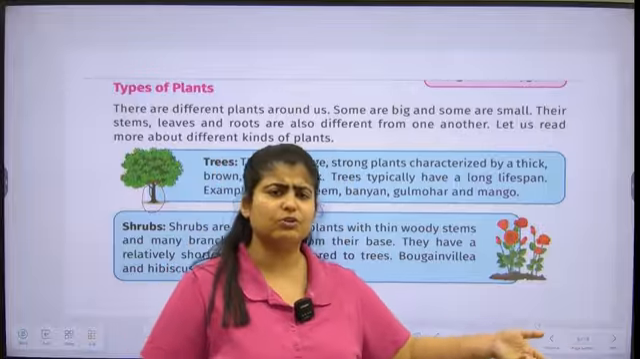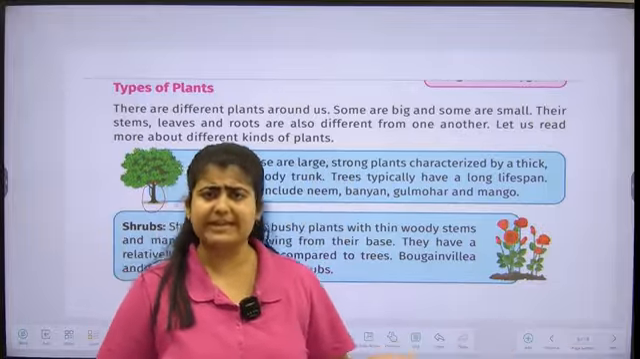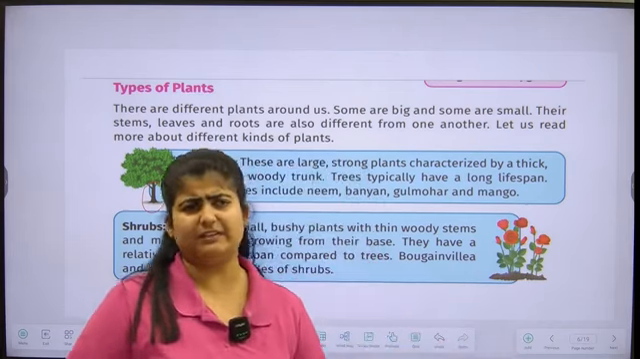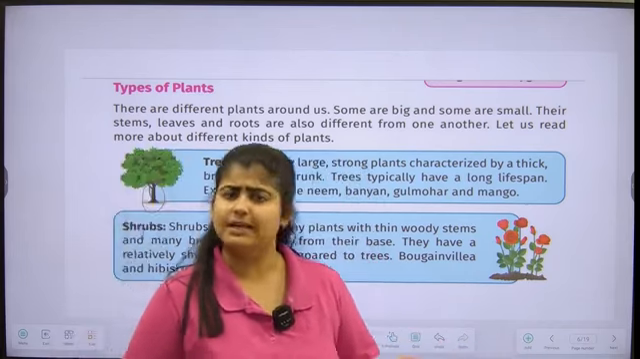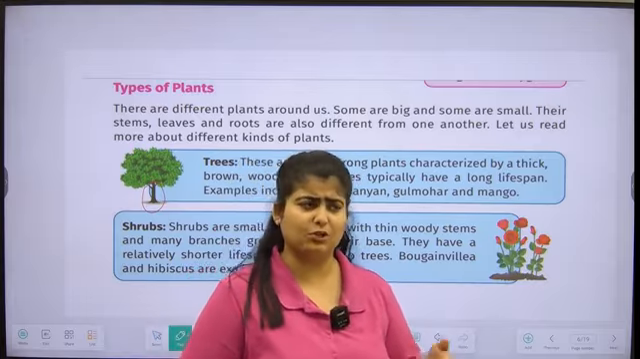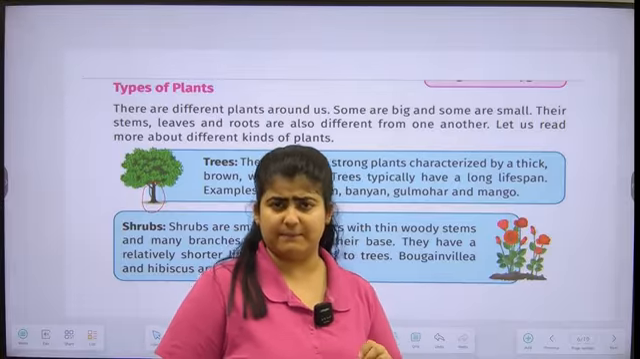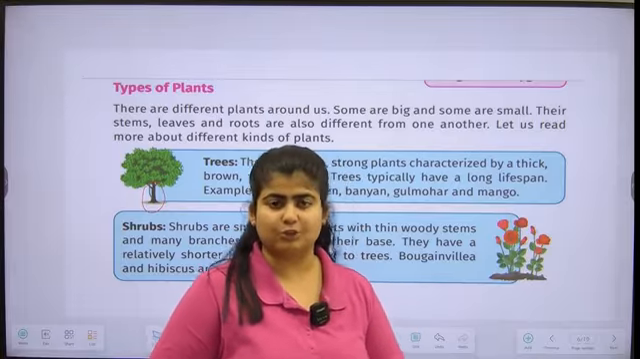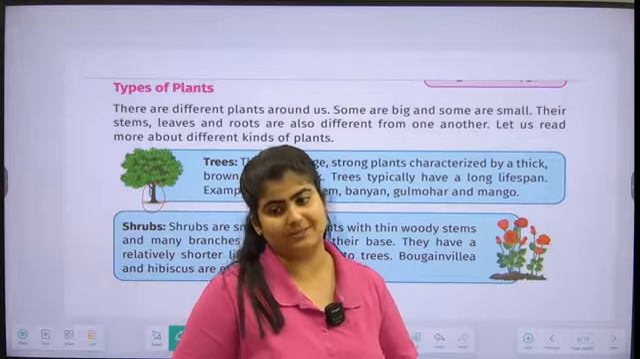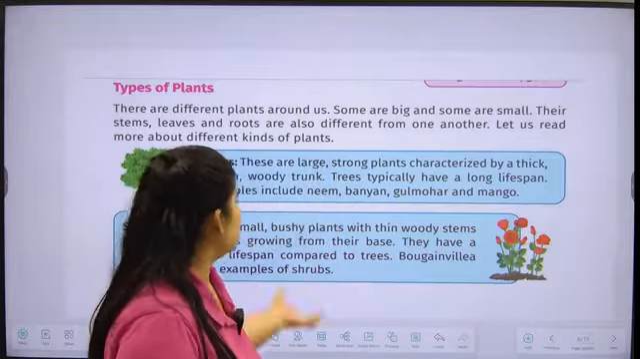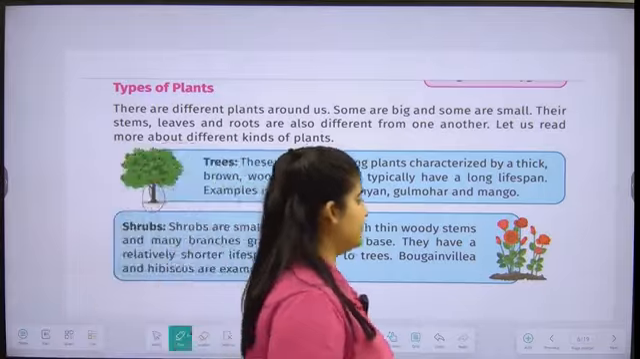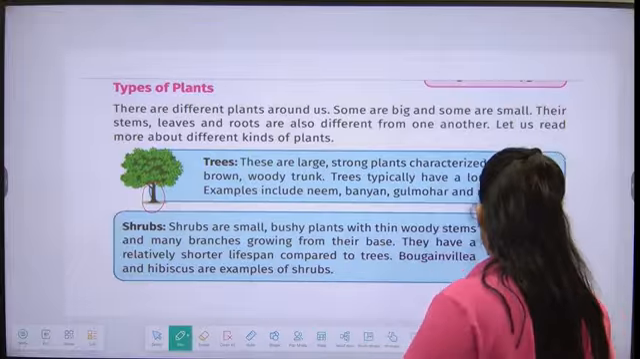Its maximum height from the ground would be about this much, right? I mean, a maximum height of like 2.5 or 3.5 feet tall maybe. And then it has thorns, it has bushes, it has a very thin stem. You can even break the stem with your hand. Can you break a tree with your hand? No, but shrubs you can definitely break with your hand, right? So fine. These are the examples. Bougainvillea, hibiscus and rose are examples of shrubs.